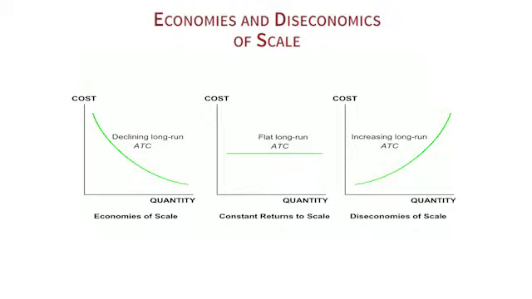And then on the far right, you can imagine the part of the curve which is increasing, that's increasing long-run average total cost, sometimes called diseconomies of scale. And the middle is constant returns to scale, and that's neither economies nor diseconomies.